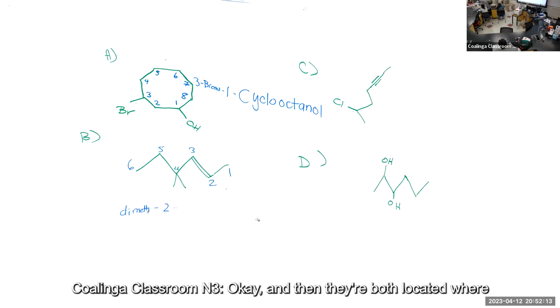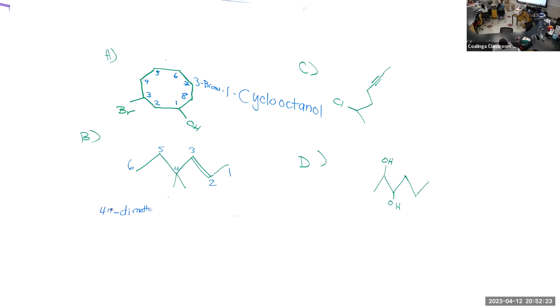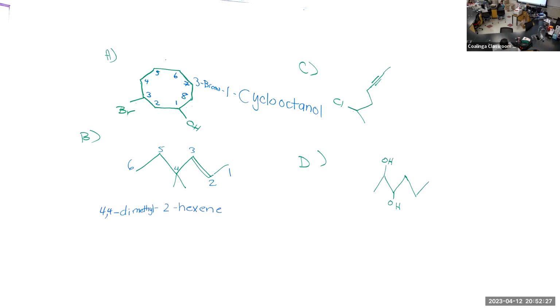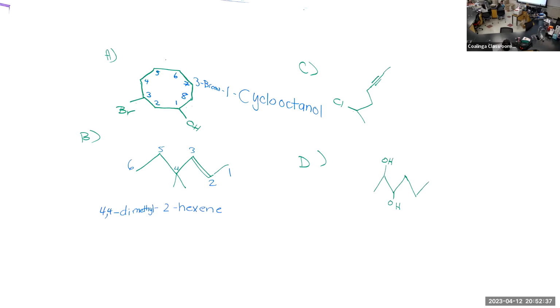Feel like I'm playing charades. Okay, and then they're both located where? On the four. So it'll be 4, 4. We have to say where both of them are located. Yeah. So they're both coming off of this carbon. Got it. Two carbons. This is a carbon here, that's a carbon there, right? Okay.